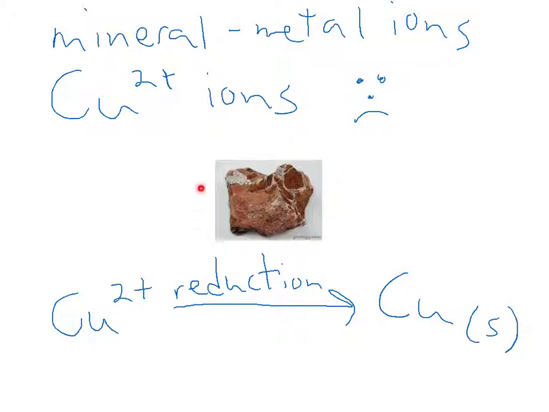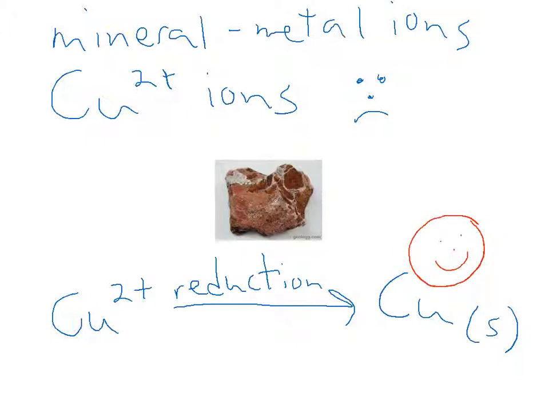We have our copper mineral, which we've mined. We've pulled it out of the ground. The copper, when we pull it out of the ground, is in the form of ions. Not good. We can't use that. But what we need to do is specifically reduce the copper, and that's when we get our copper metal. And that's a good thing, because that's what we can use.